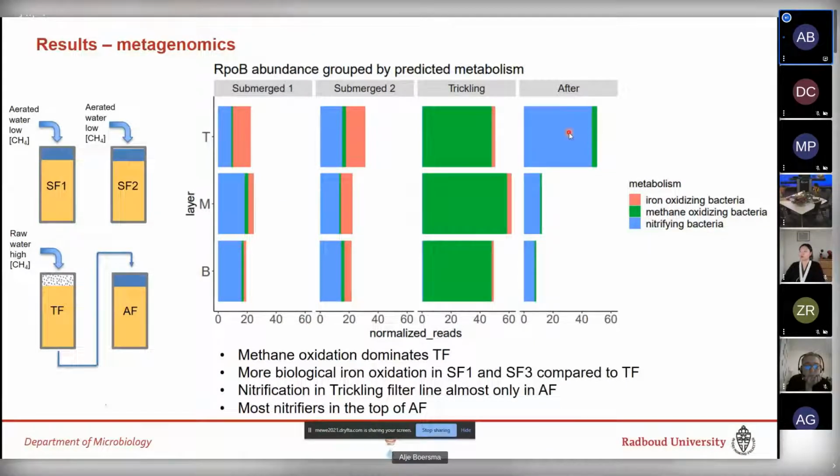However, then in the filter that comes after the trickling filter, you see a very large amount of nitrifying bacteria, especially in the top. And this is also where during our incubations we saw the highest ammonia conversion rate.